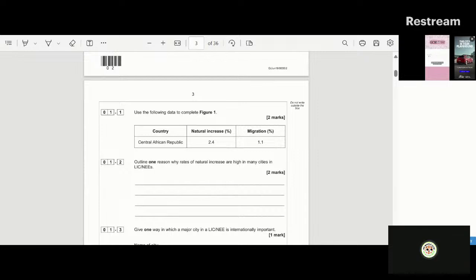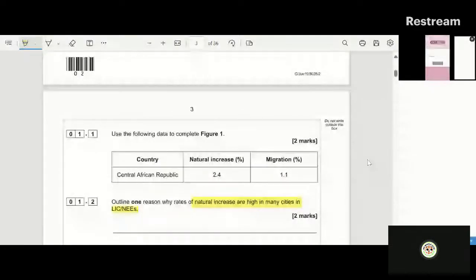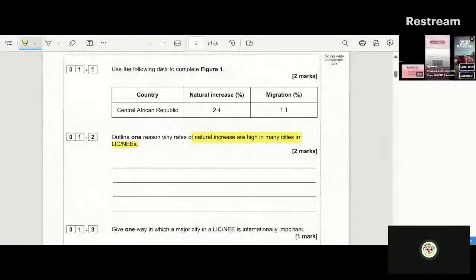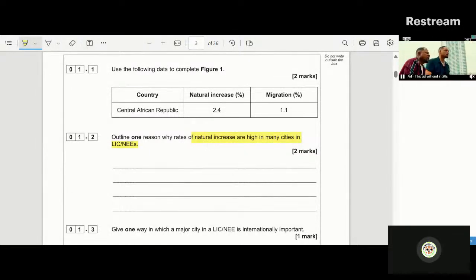Okay, so the next question: outline one reason why rates of natural increase are high in many cities in low-income countries or newly emerging economies. It would be great if you guys could also answer the question, hello everybody who's here, hello Niyati, answering the question in the chat, and I'll try and look at as many as possible so you guys can see that. So, outline one reason why rates of natural increase are high in many cities.